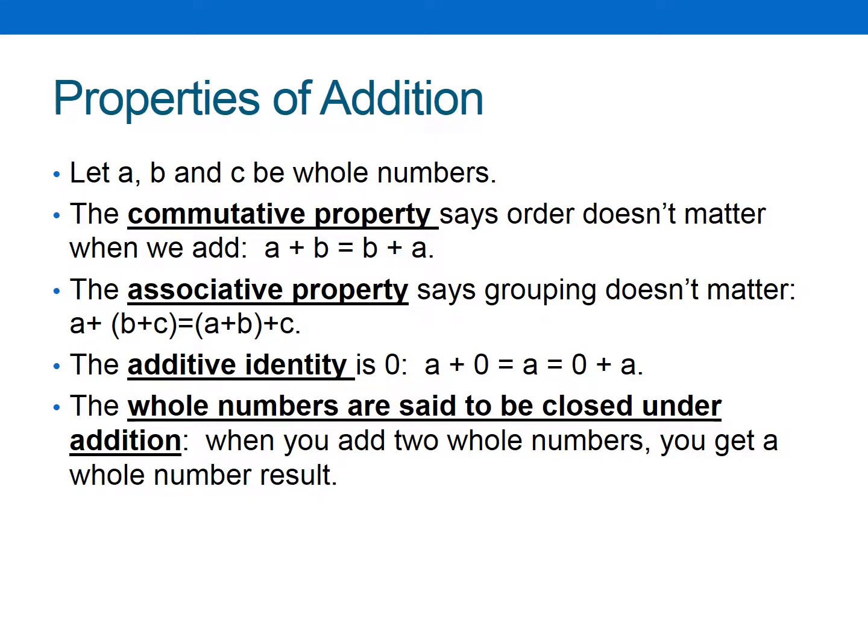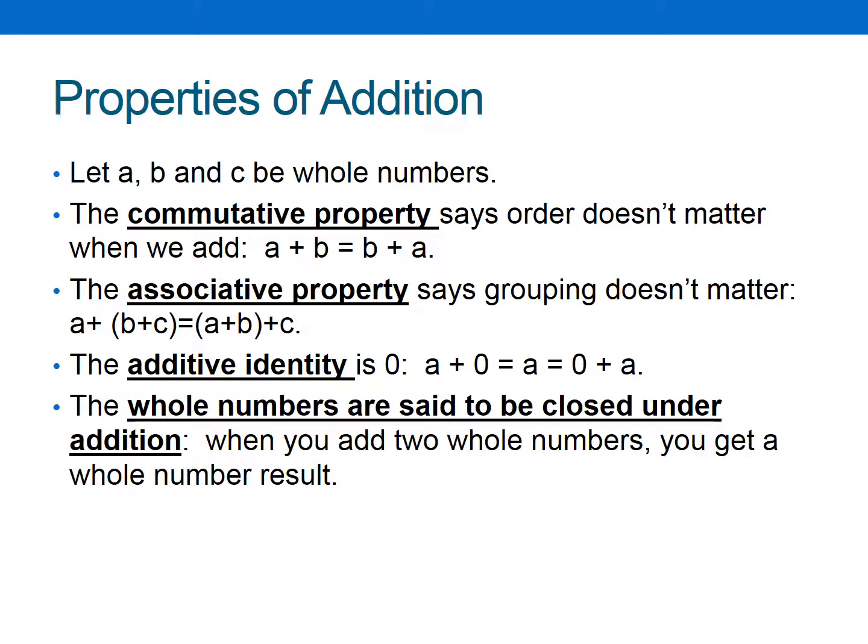So the first one, if I take a set, and here we're just doing whole numbers today, the commutative property says that order doesn't matter when we add. A plus B is B plus A, 2 plus 3 is 3 plus 2.